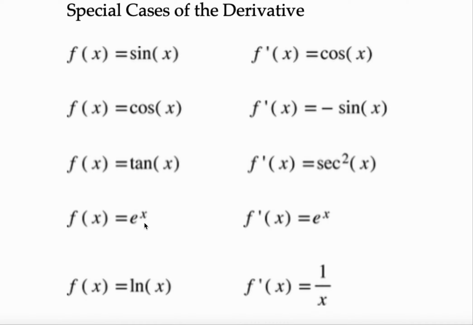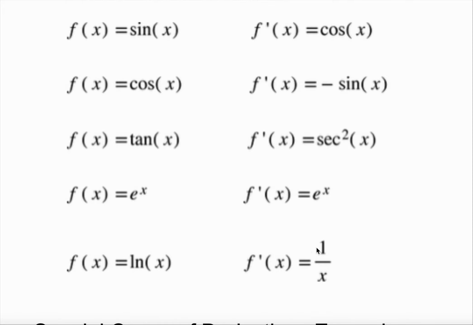And then e to the x is the only one that actually doesn't change, and that has to do with the slope of the tangent line being the same as the actual function due to its nature as an exponential function. So e to the x is still e to the x, so that one doesn't change. And then natural log of x becomes 1 over x. Okay, now if there's a number in front of that, it would be different, but we'll look at some examples.